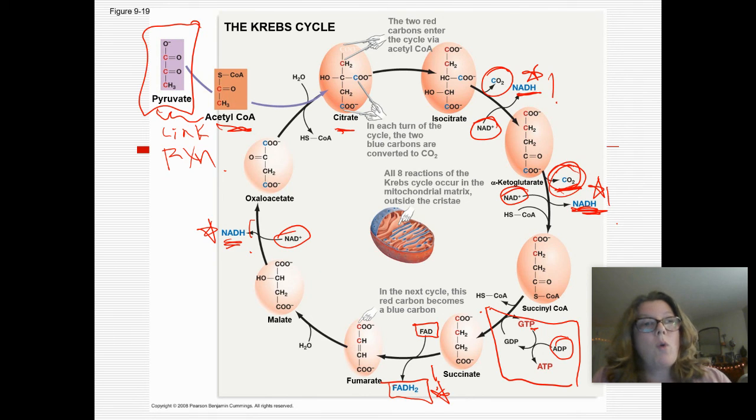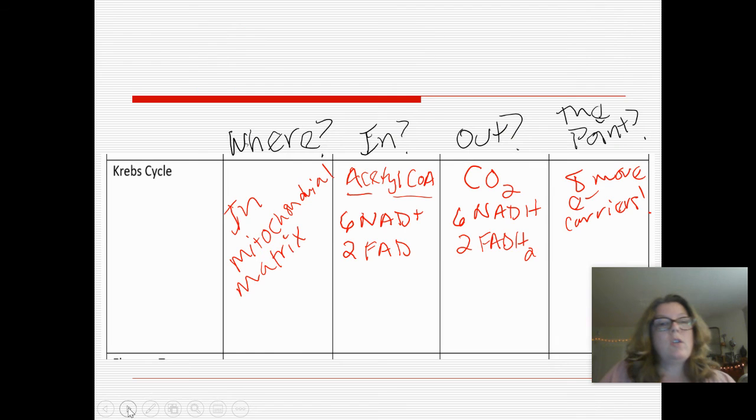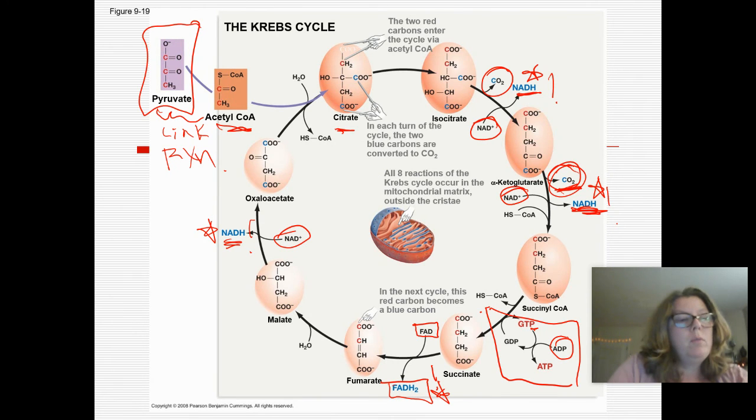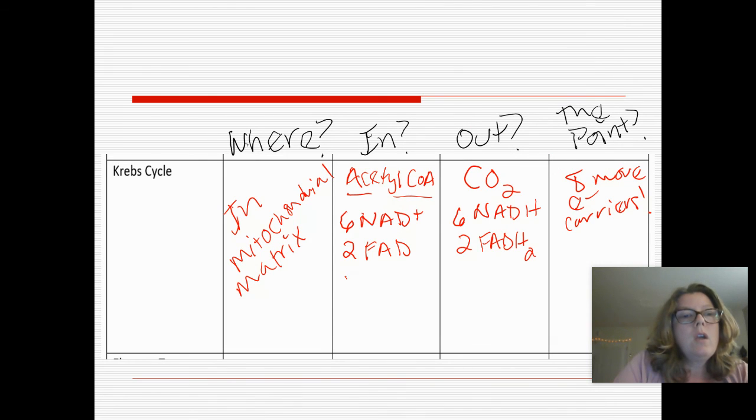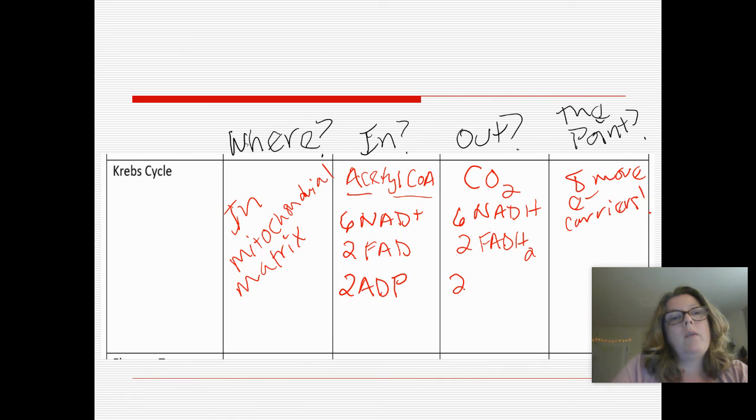So in this whole process, as you go around and you look, ATP is only created in that one little corner. And again, this goes around twice. So in reality, oops, sorry, y'all. In reality, 2 ADPs are going to come in, and we're going to end up with 2 ATP in the process.